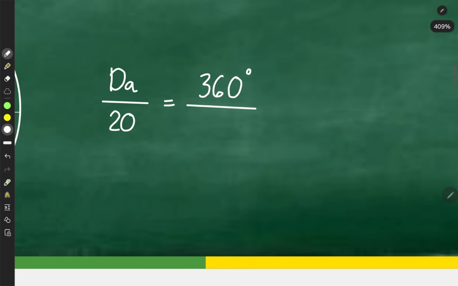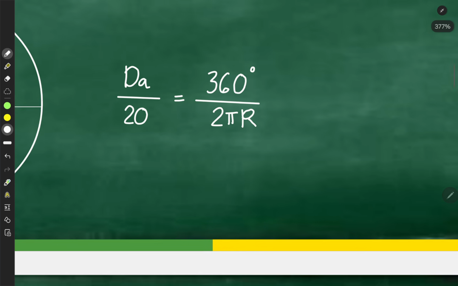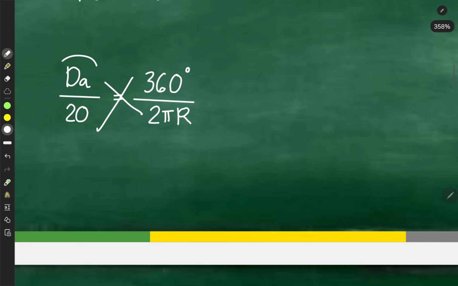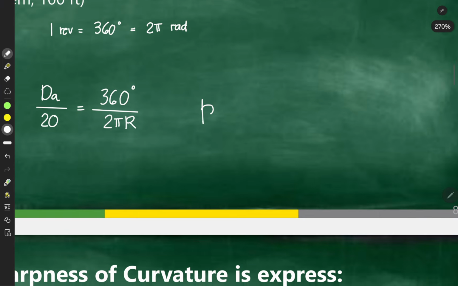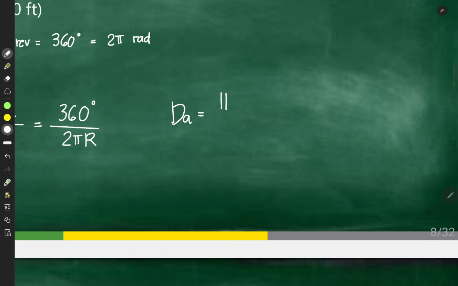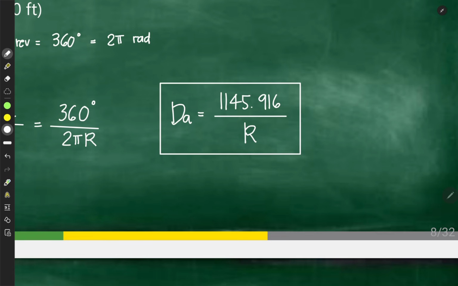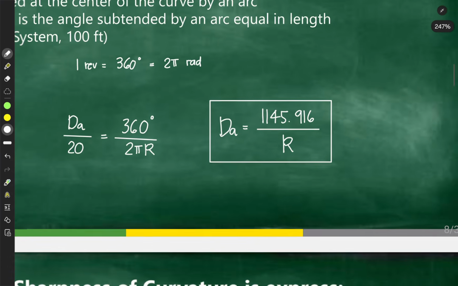And the circumference of a circle in terms of radius is equivalent to 2 pi r. So therefore, calculating this equation, cross multiply, isolating dA, this will give us a value for the degree of curve by arc definition, which is equivalent to 1145.916 over r. So ito na yung gagamitin natin as equation. Okay? So this is our degree of curve in terms of arc definition.